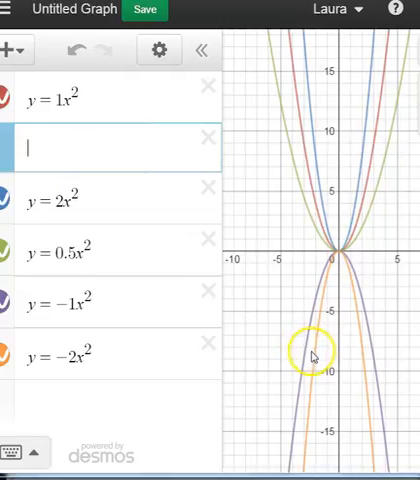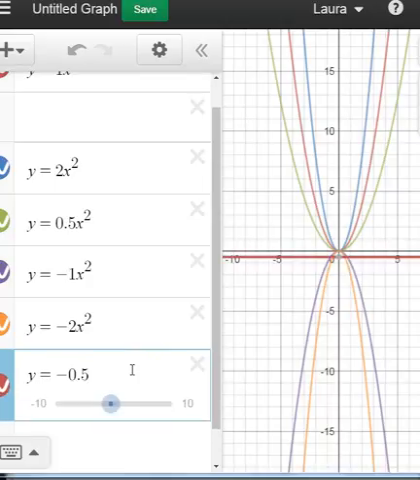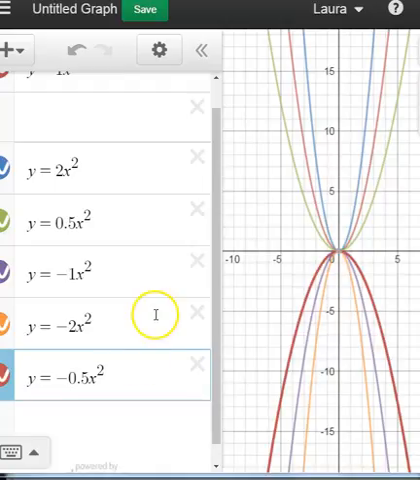And then the negative 1 down here, okay, it just flipped it below the x-axis. Negative 2 is now inside of that purple graph. And let's do another one. Let's say y equals negative 0.5x to the second. And there's another graph there. They did it like a maroon color.